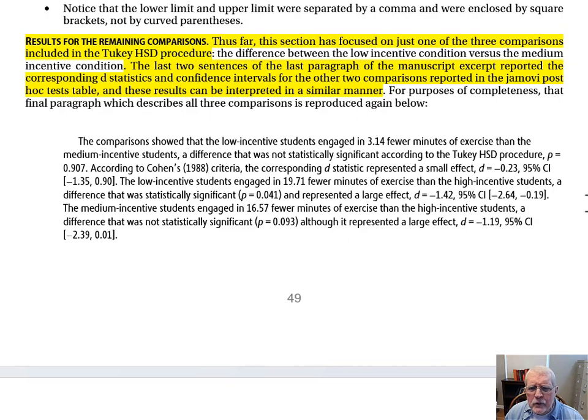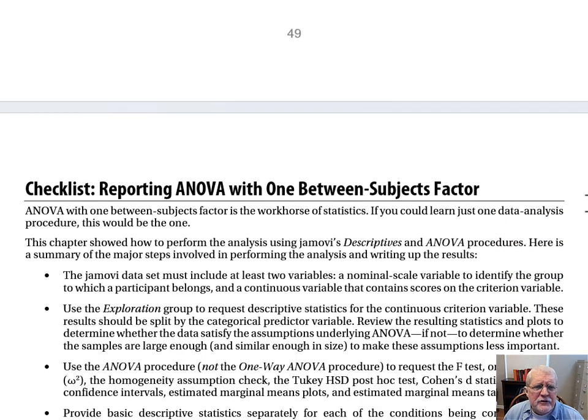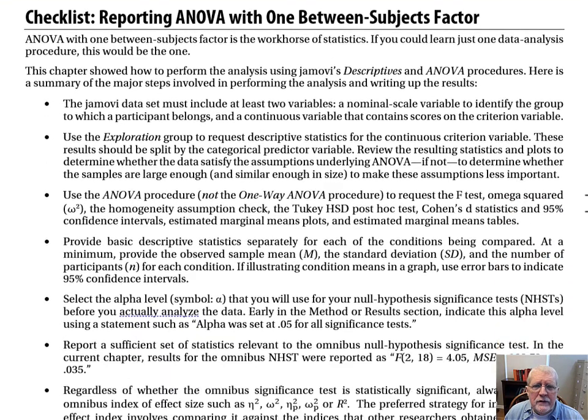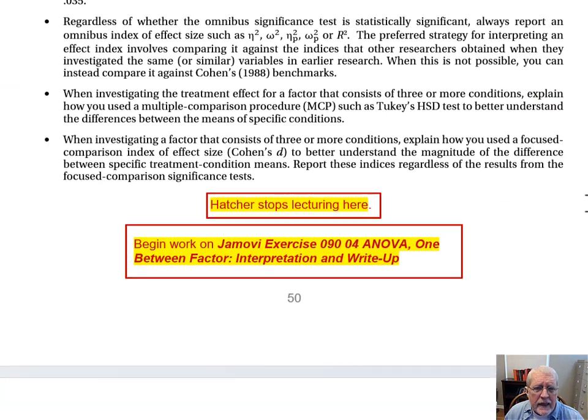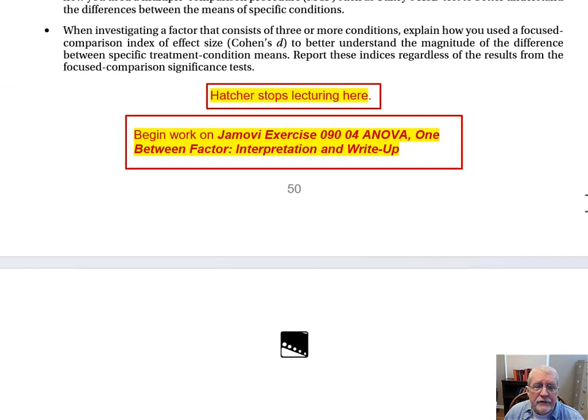That was page 49. Page 15, I give you a checklist of things to think about when you're reporting analysis of variance with one between subjects factor. And we come to the end of this chapter. Hatcher stops lecturing here, and students begin working on Jamovi Exercise 09004, ANOVA with one between subjects factor, interpretation, and write-up.